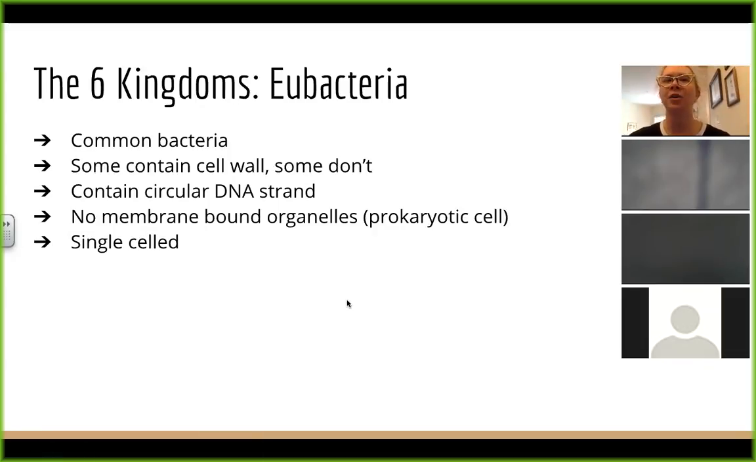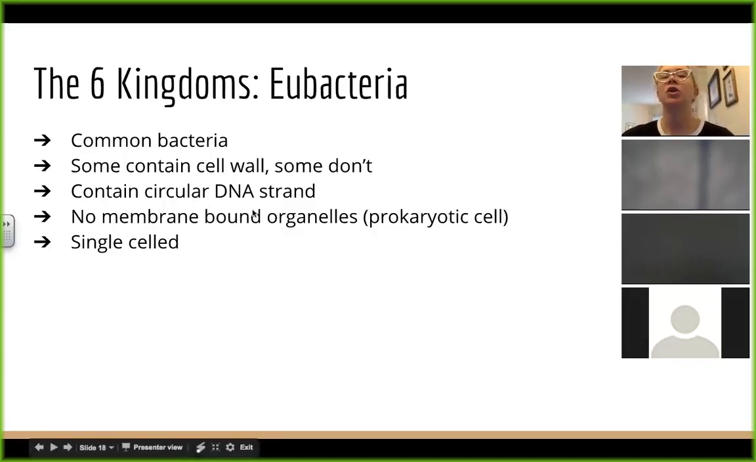So we have eubacteria, right? The common bacteria. Some of them have a cell wall, some of them don't, right? Antibiotics specifically can target cell walls because we don't have cell walls in our cells. So some of them do that. If the bacteria doesn't have a cell wall, it will usually target specific proteins in the bacteria that we don't have.